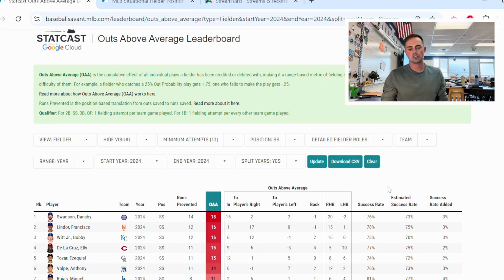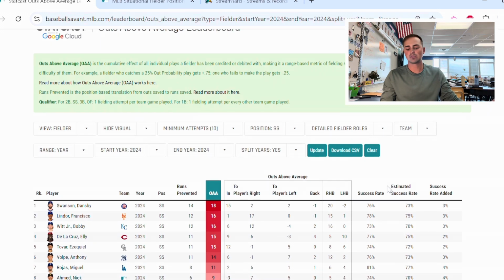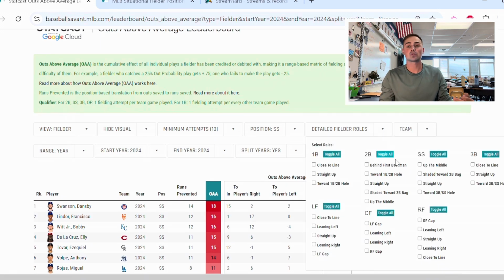So essentially what you're looking at here is Statcast's outs above average leaderboard. I like using this for this kind of data because it gets a little bit more specific. We can see where a player is moving to his right, how he is moving in, to his left, moving back. So the first stake we're going to look at is left-handed hitter stakes.